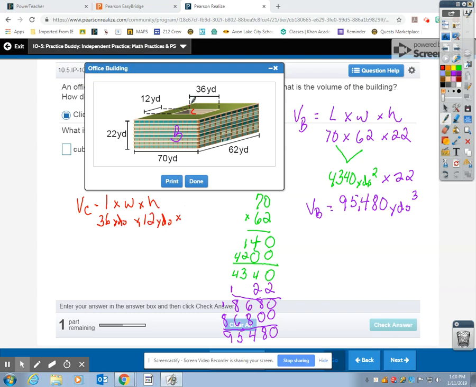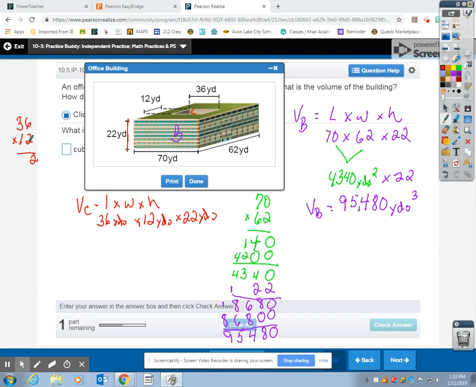Now the question is, how tall is this courtyard? I'm venturing the guess that this courtyard goes all the way down to the first floor, which would make it 22 yards tall, or 22 yards high. And then we go and do the math. So over here, we're going to do 36 times 12.